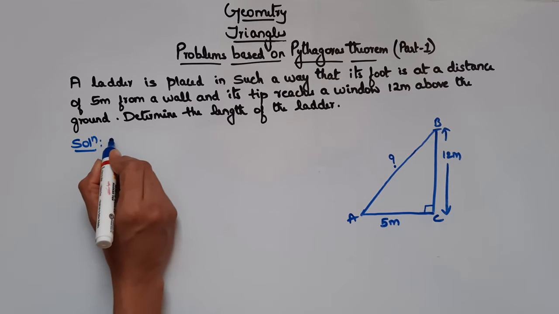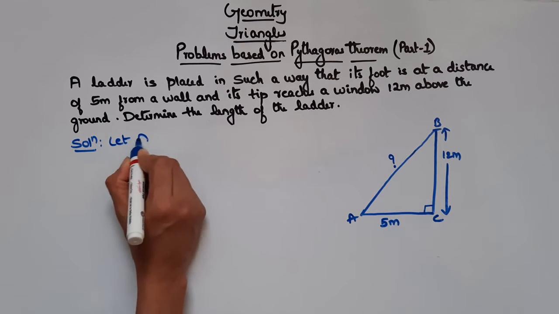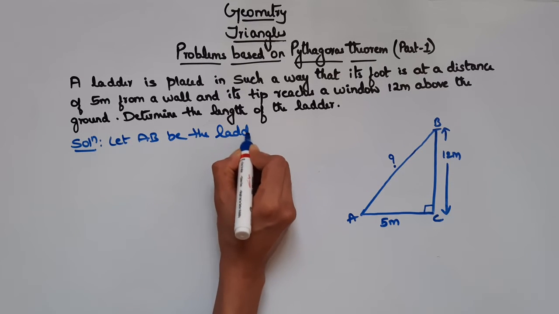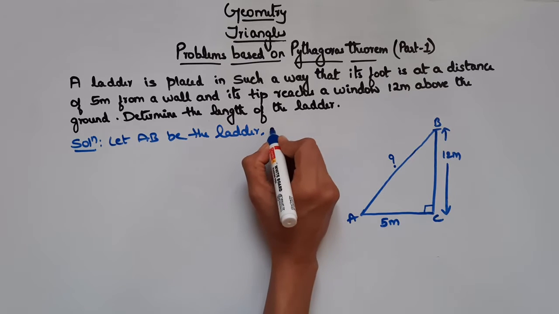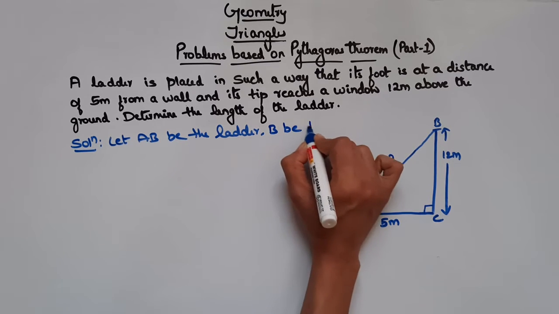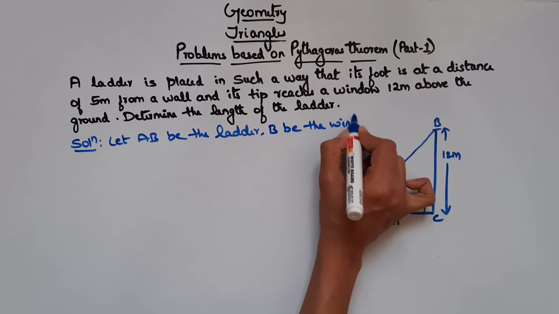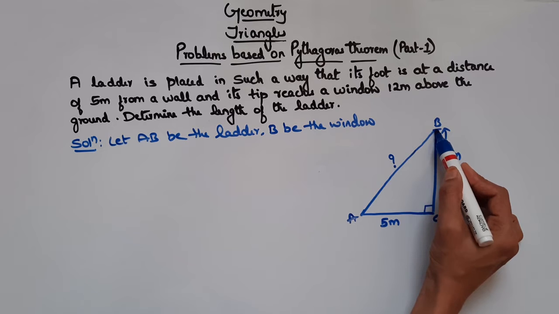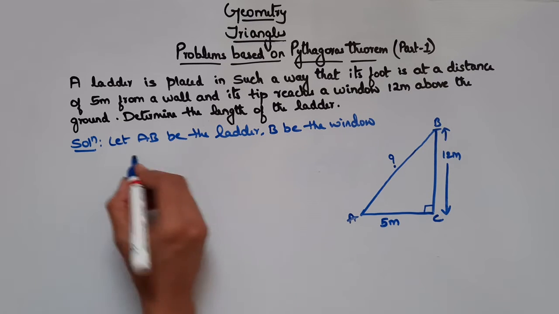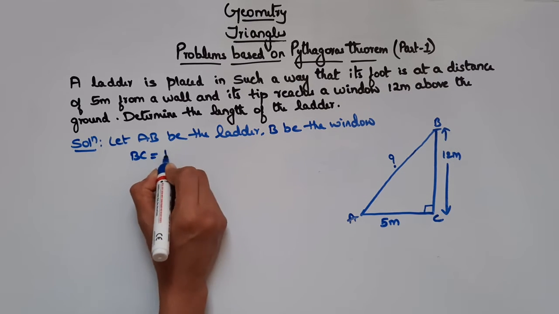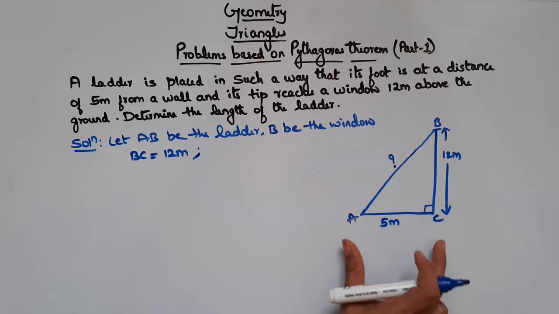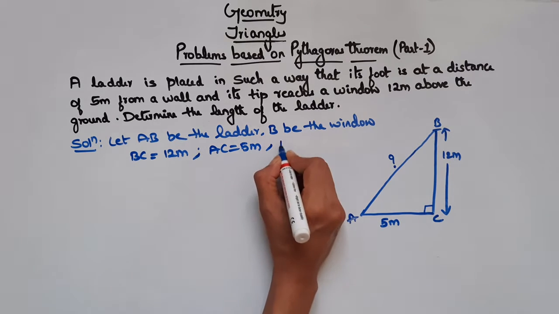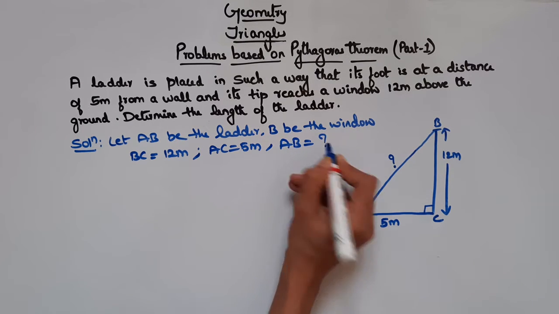Let's write this in words. Let AB be the ladder and the window be at point B. So we know BC is 12 meters and we know AC is equal to 5 meters. We have to find AB.